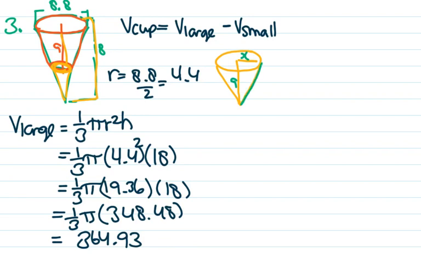And then I need to find this length here. So in order to do that, I can find the slant height on this large cone, and then this small length over here will be half the slant height, or half L. So first I'm going to find L on the big cone. So this is my big cone. The radius was 4.4, and the height was 9. So, sorry, the height was 18.